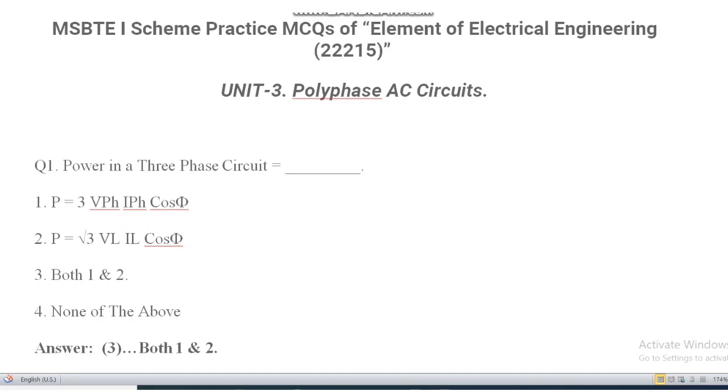Welcome students, this is the third part of important MCQs of Elements of Electrical Engineering. Course code is 22215. Unit 3 is Polyphase AC Circuits.